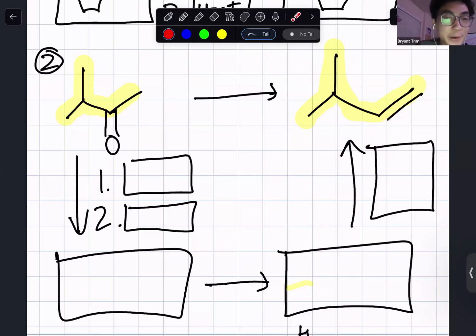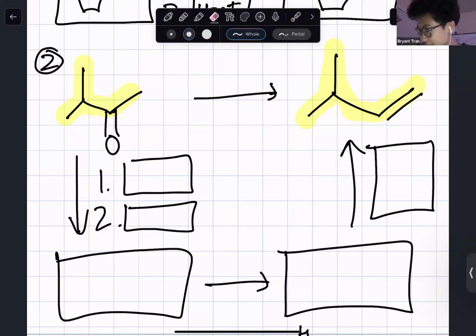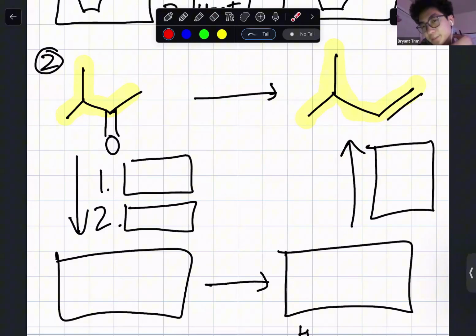What reaction do you know that creates alkene so far, Kelly? Like, what reactions have you learned that create alkene so far in 118A? Elimination reaction. So it could be E1 or E2 reaction. E1, E2. Right, elimination reaction creates alkene.